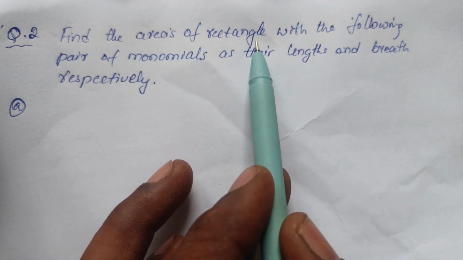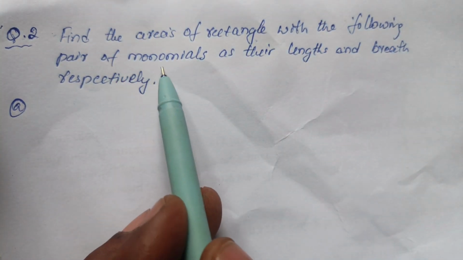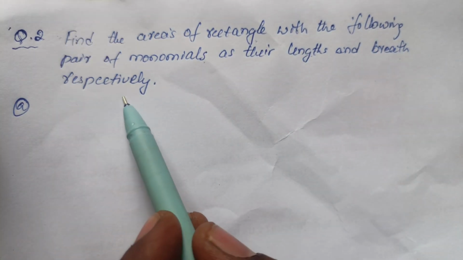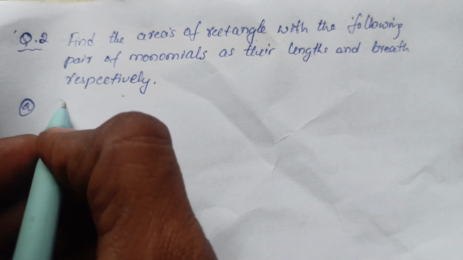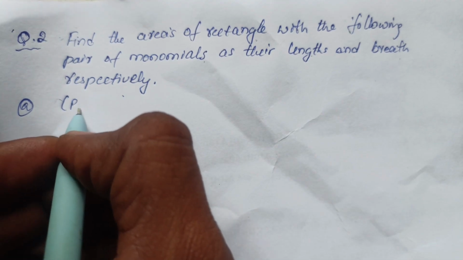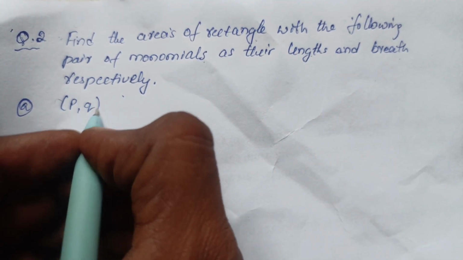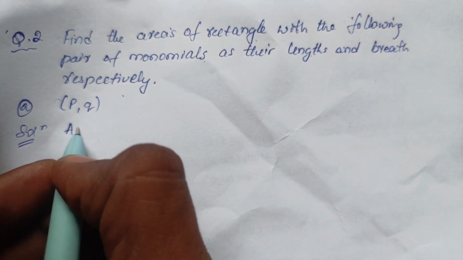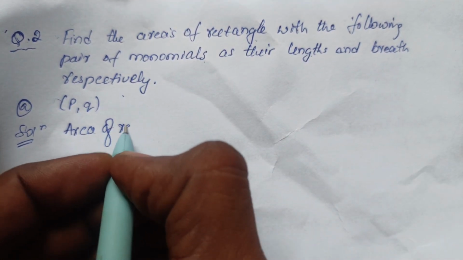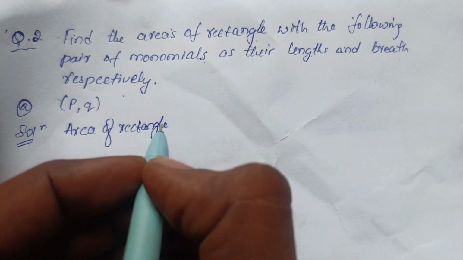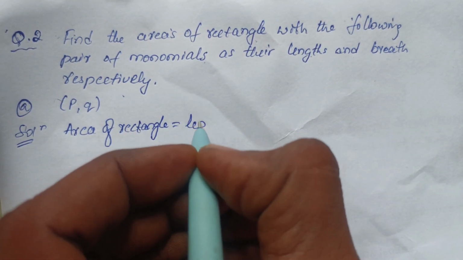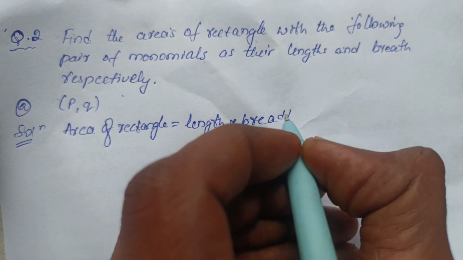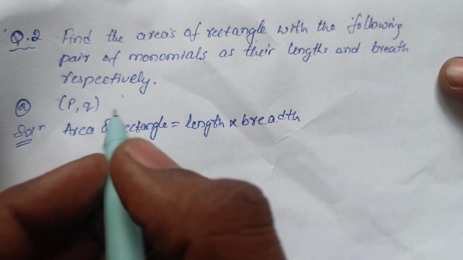Here we are going to solve question number 2. Find the areas of rectangles with the following pairs of monomials as their lengths and breadths respectively. So they have given part A, we will see p comma q. Solution. We know the area of a rectangle is equal to length into breadth.